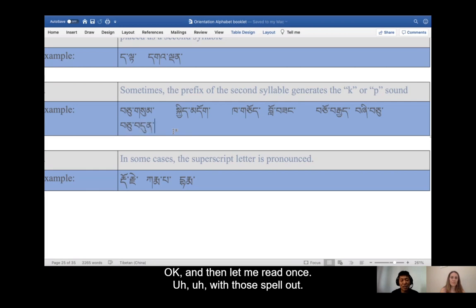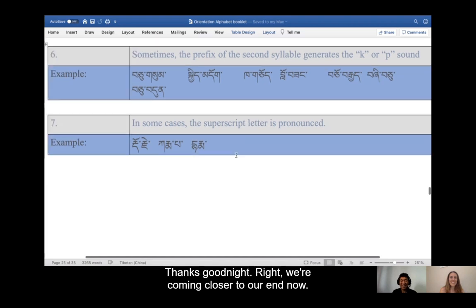Okay, and then let me read once without spelling out from the beginning. Juksum. Kimdo. Kapju. Lopsang. Jopje. Shipju. Chupdun. Okay, thank you. Thanks, Genla.